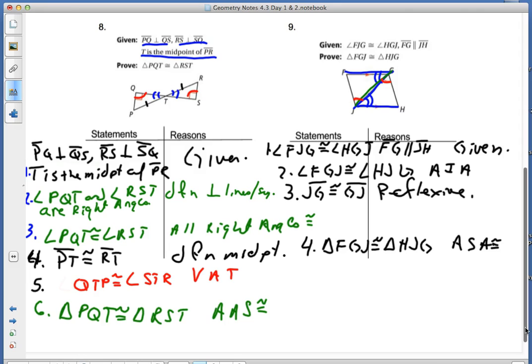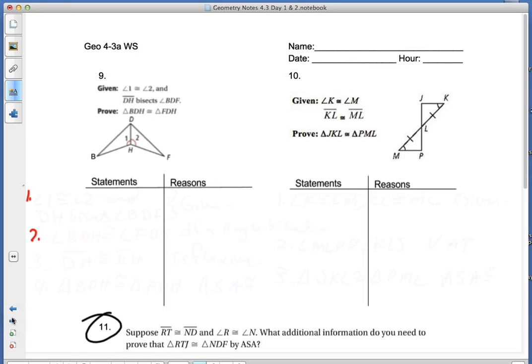So let's look at 10, or I think this one's the other 9. Look at that, it is another 9. I have angle 1 and angle 2 are congruent. Okay, and then I have DH. I'm looking at DH, and that's reflexive, but it's also an angle bisector. And an angle bisector is bisecting BDF, so BDH and FDH are congruent because DH is an angle bisector. It's also reflexive.